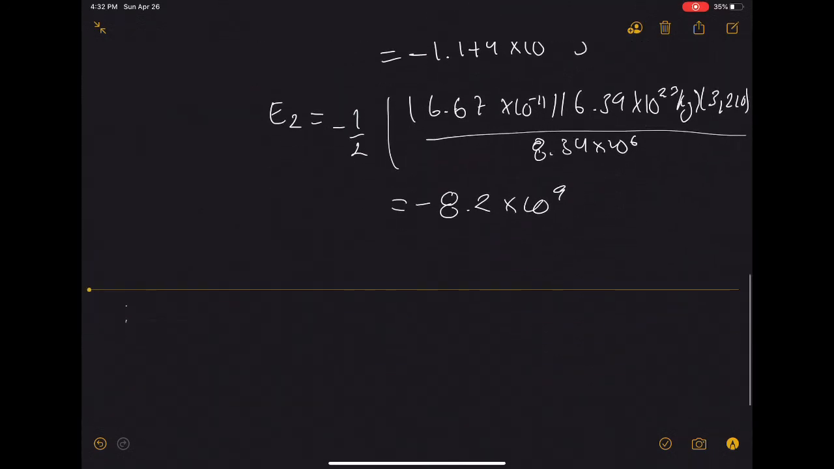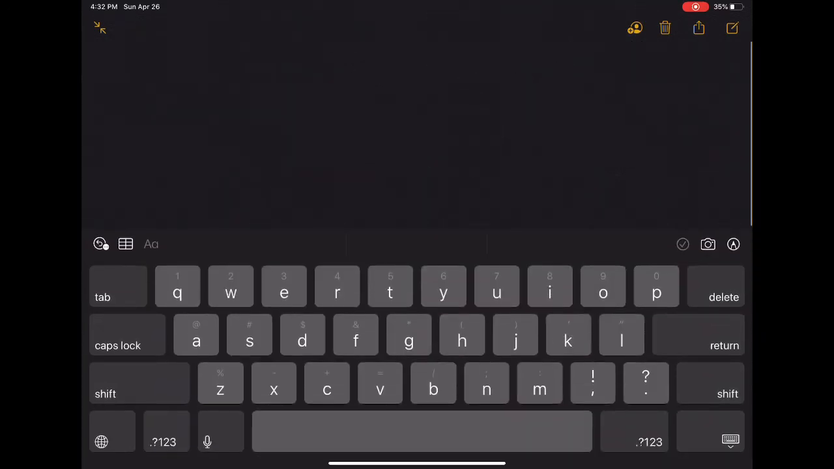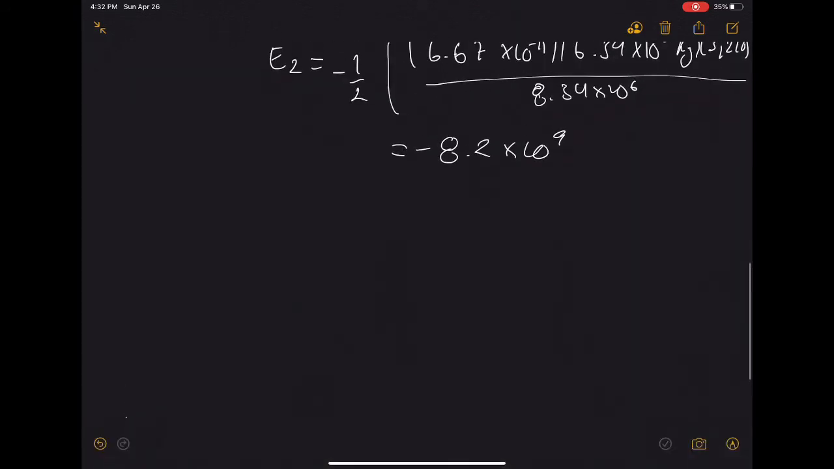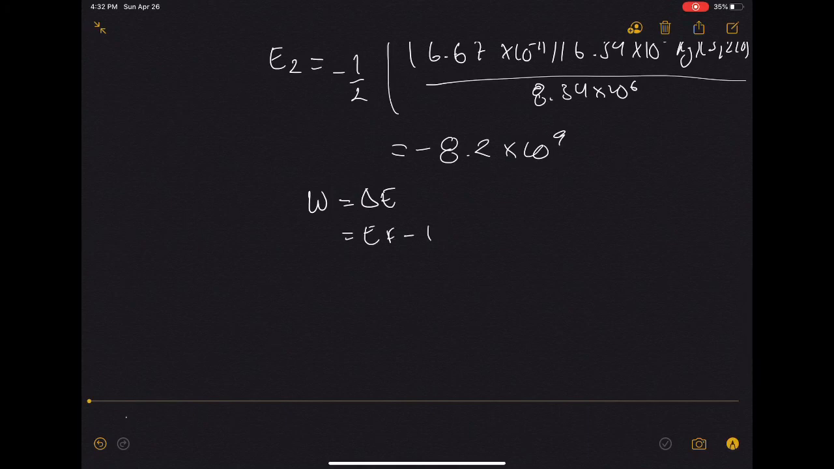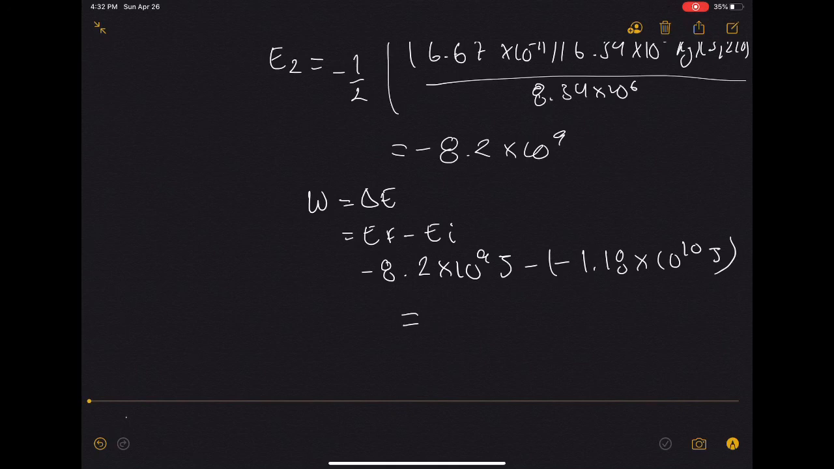Now we're gonna use the work-energy relation: the sum of the work equals the energy change. So that's gonna be E final minus E initial, and that's negative 8.2 times 10 to the 9 joules minus negative 1.18 times 10 to the 10 joules, and that's gonna be our answer, 3.57 times 10 to the 10 joules. And that's it.